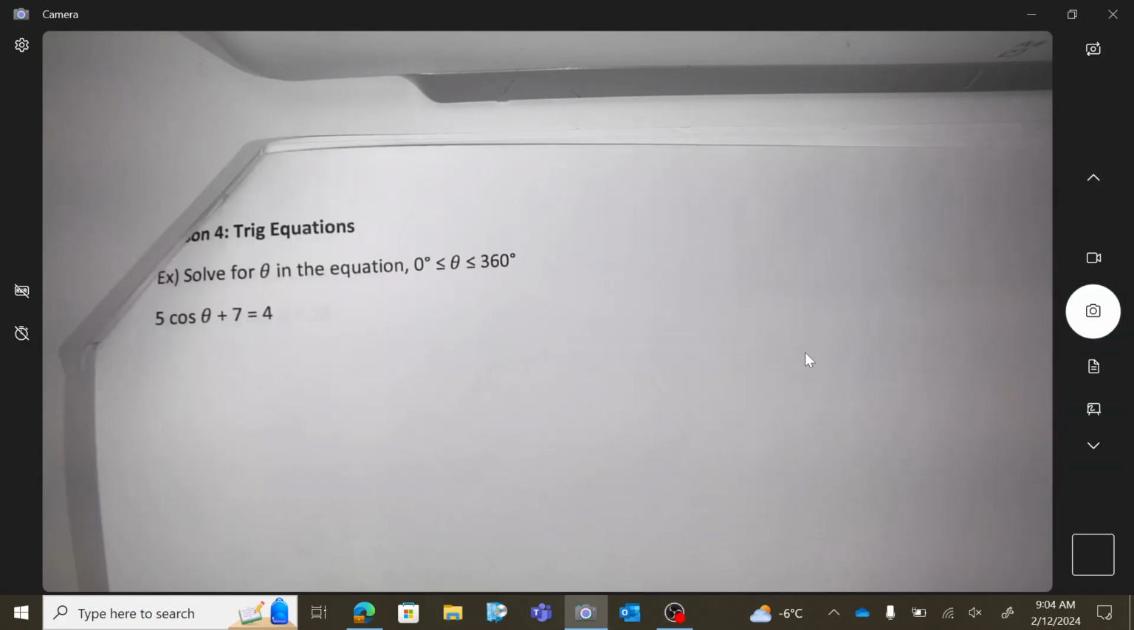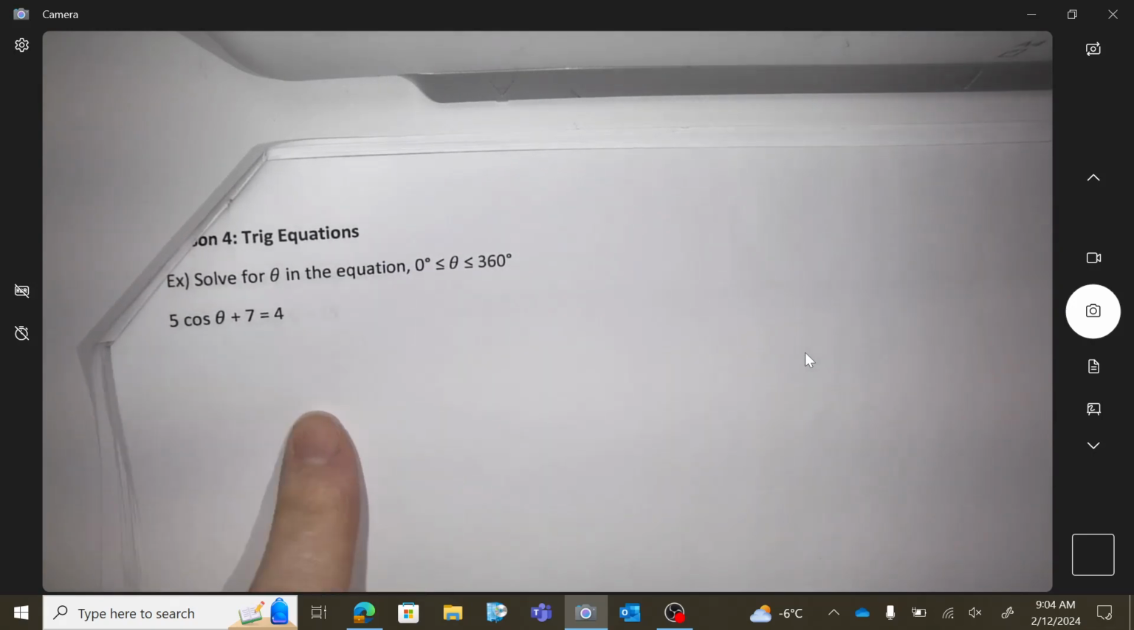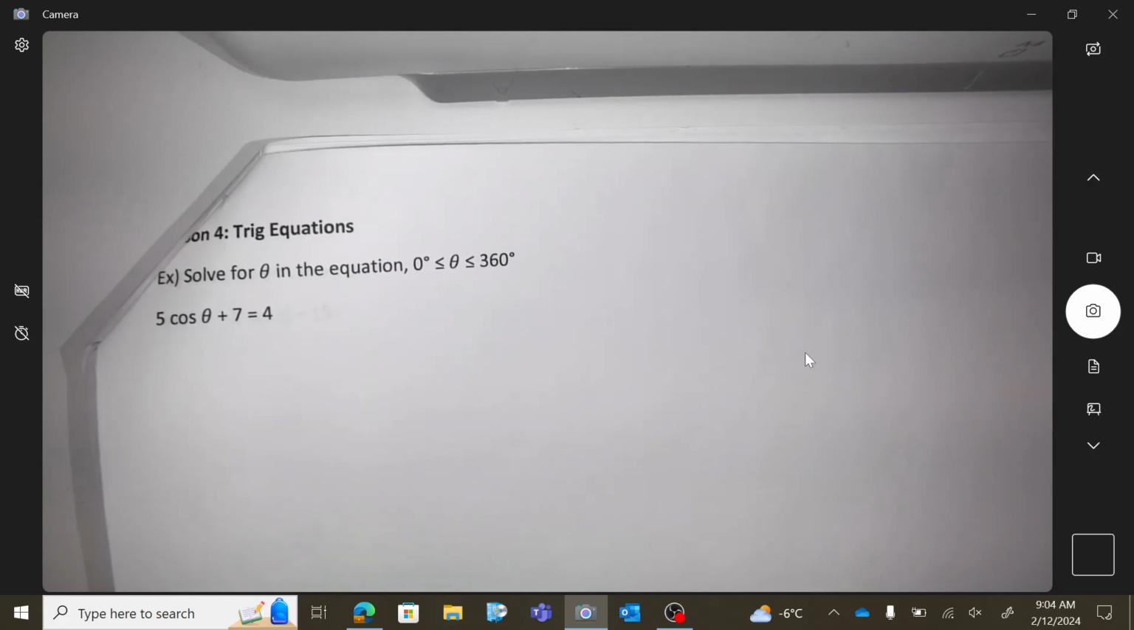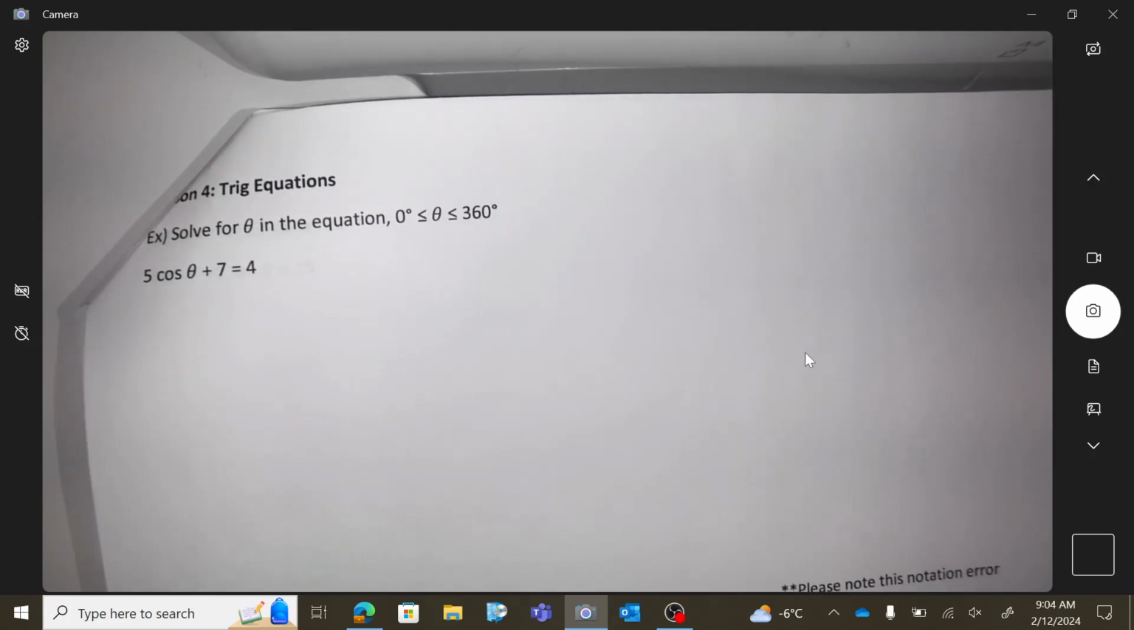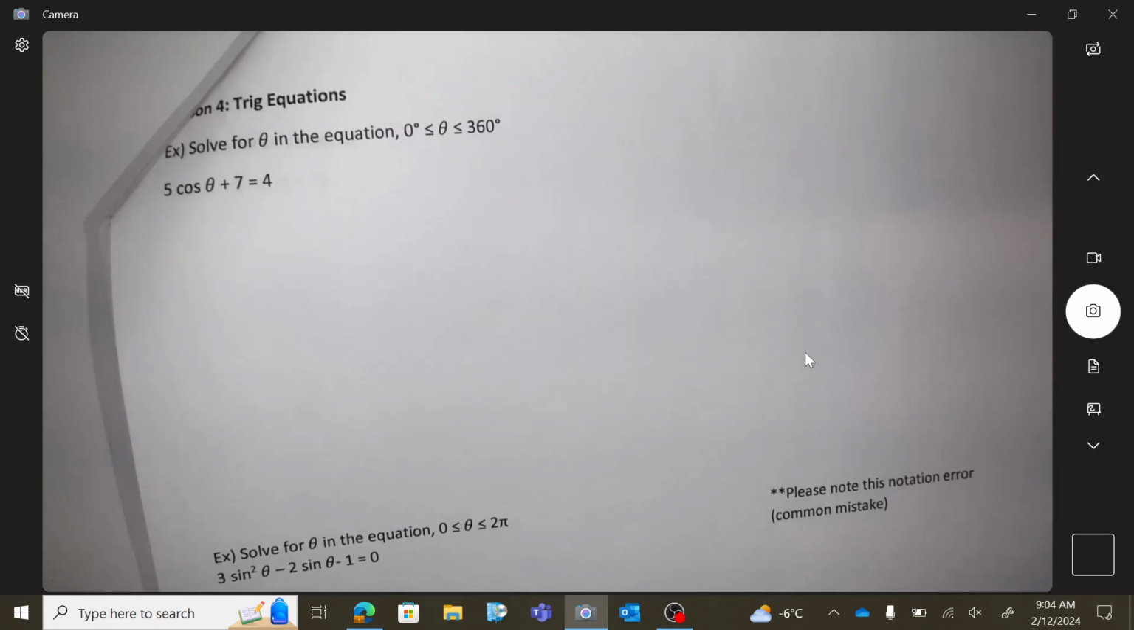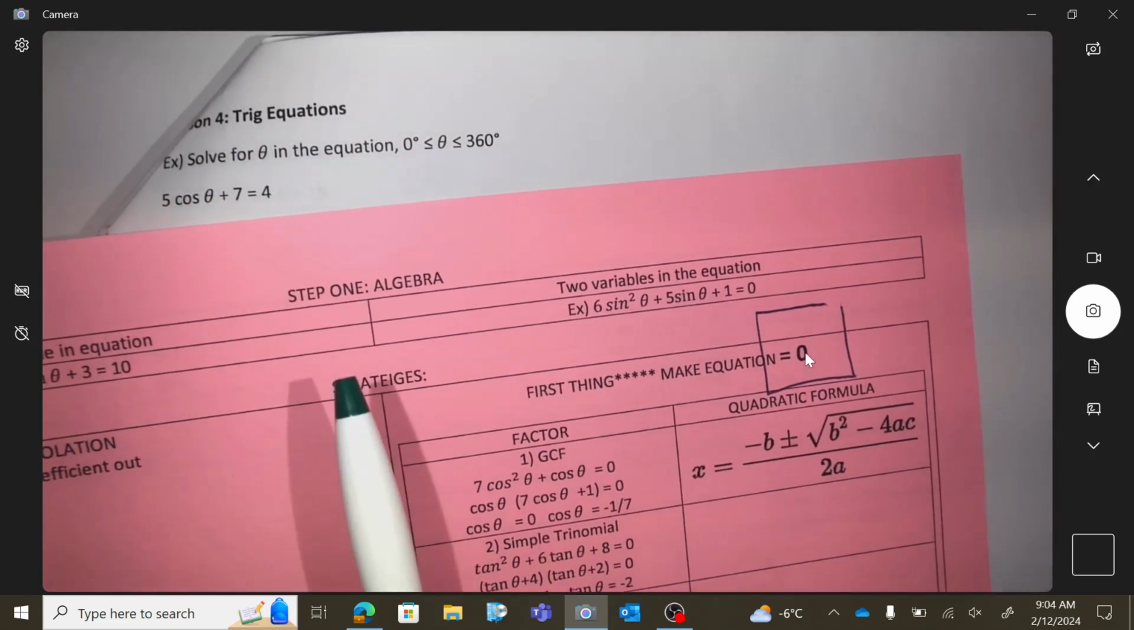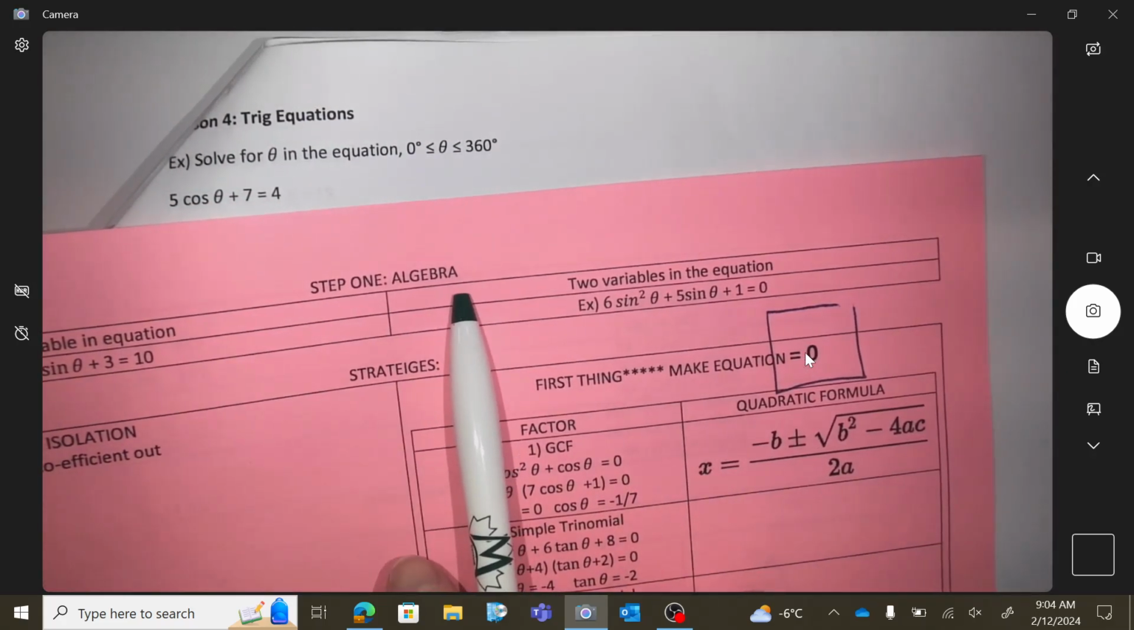Okay, we did solving trig equations in grade 11. So I'm going to do this example. It was exactly from your grade 11 course. Okay, so step 1. On this pink paper I have for you, step 1 is your algebra.